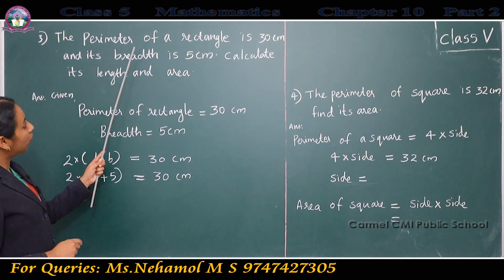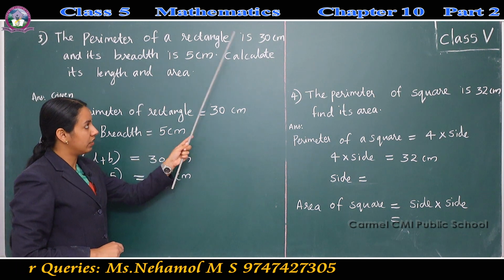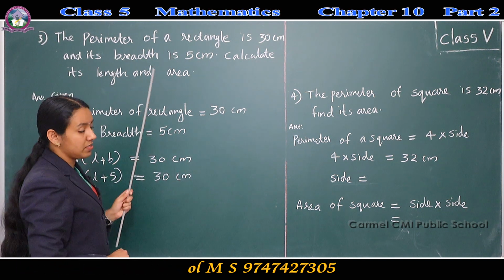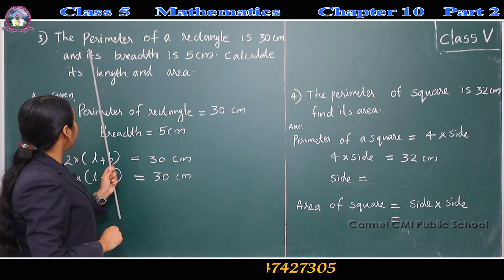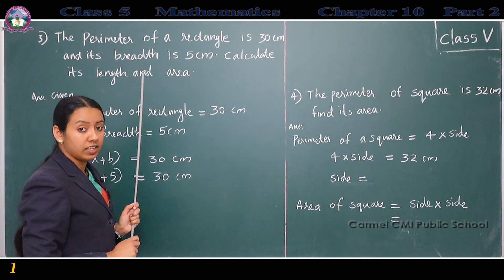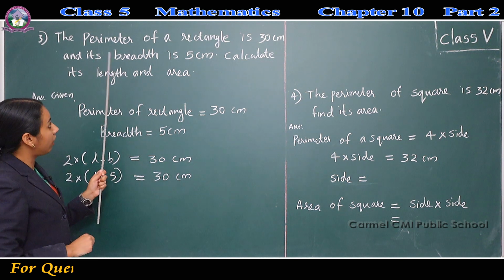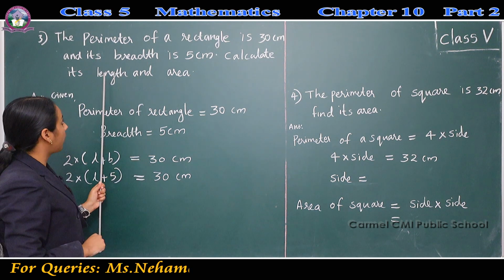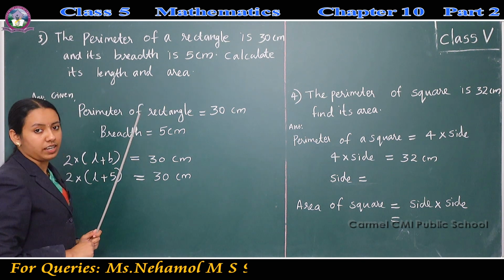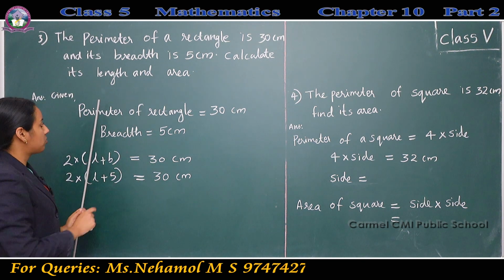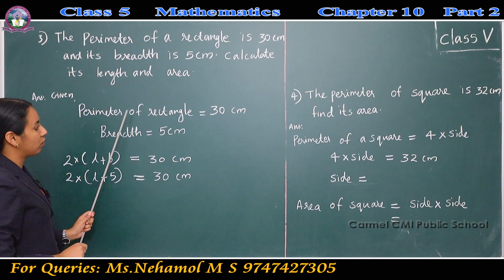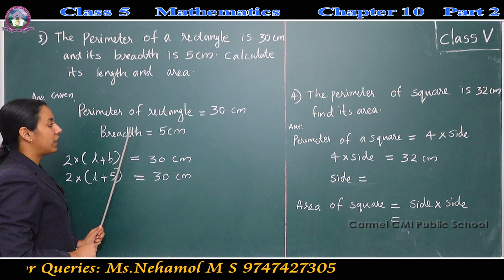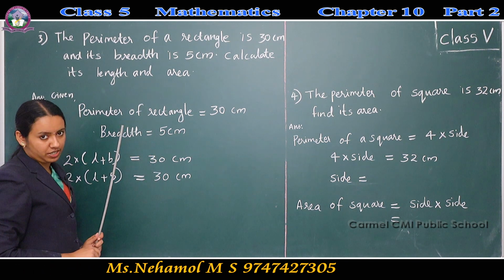Next question. The perimeter of a rectangle is 30 centimeter and its breadth is 5 centimeter. Calculate its length and area. Perimeter and breadth of a rectangle is given. We have to find length and area. How can we find it? First write the given measurements. Perimeter of rectangle is equal to 30 centimeter. Breadth is equal to 5 centimeter.